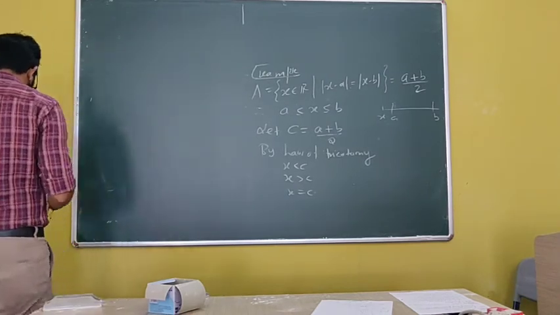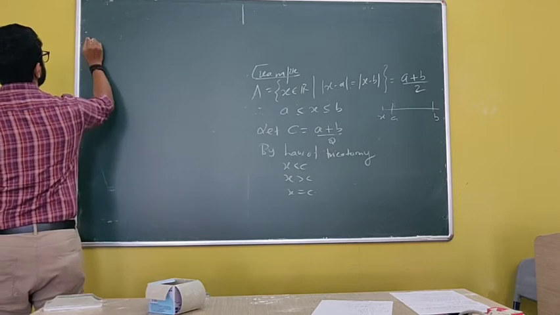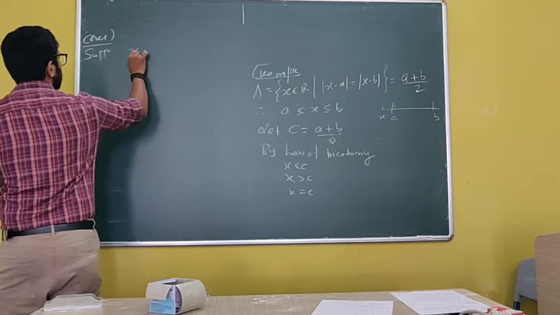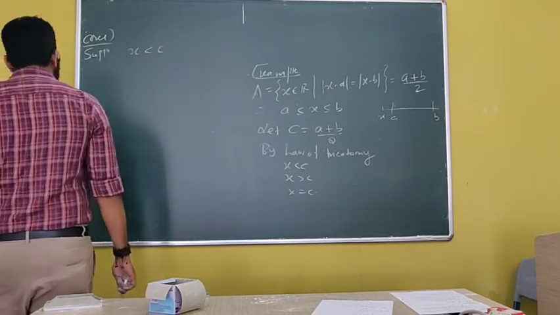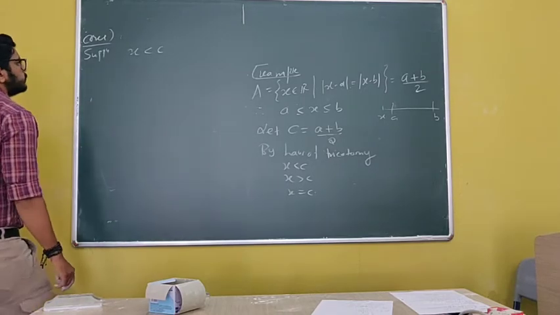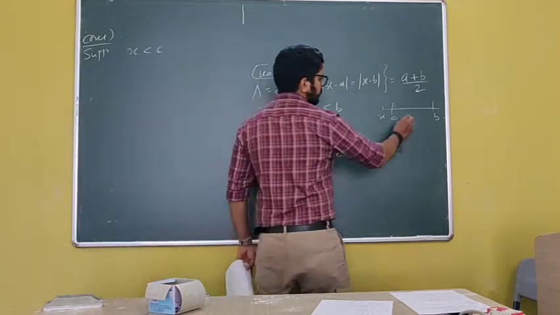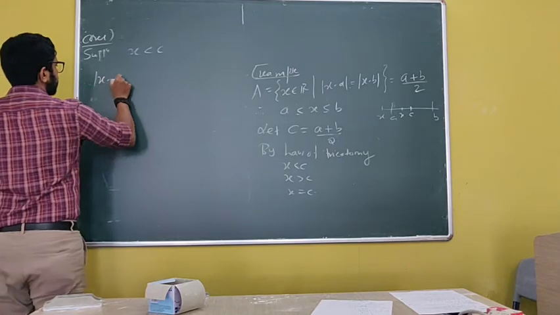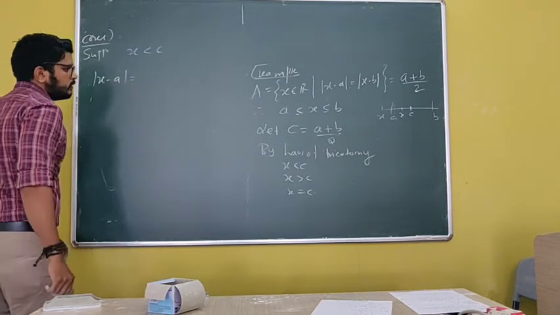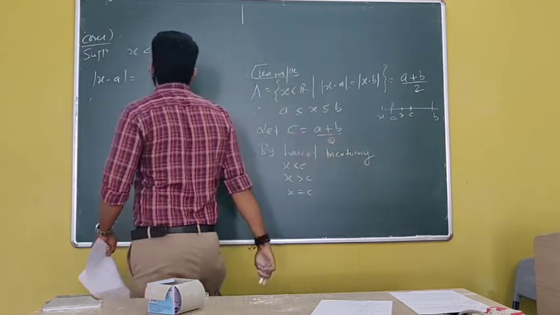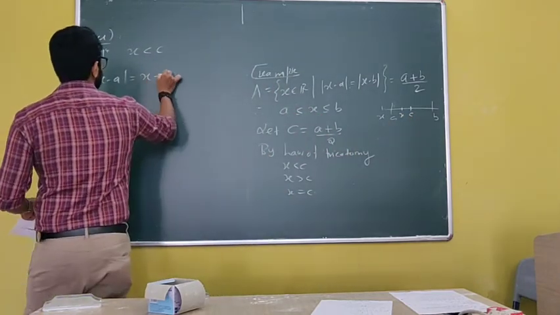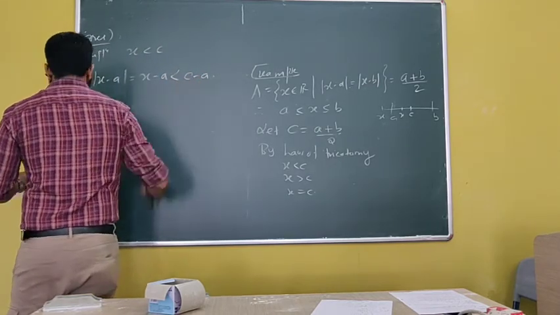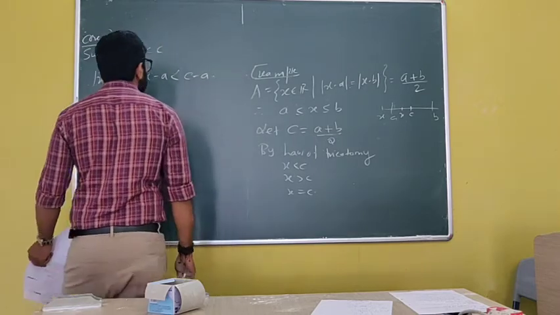So let's get this idea. Case 1. Suppose x is less than c. c is the midpoint, so suppose x is here, right? Therefore, what happens to x minus a? x is here, x is bigger than a, so this is x minus a. If I subtract a on both sides, this would be less than c minus a, right?